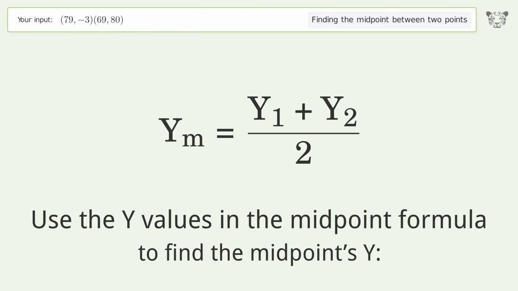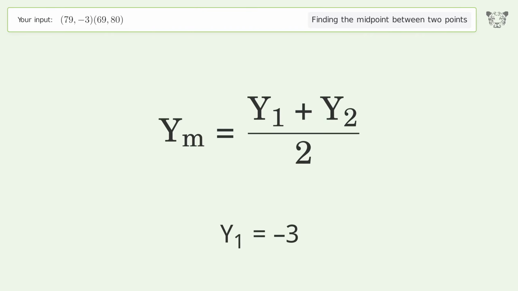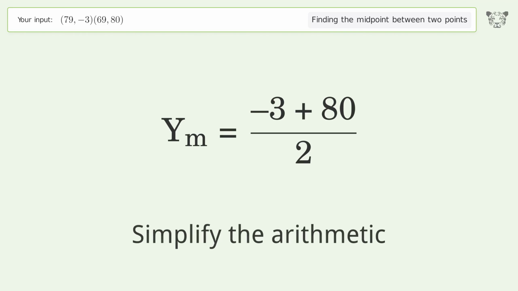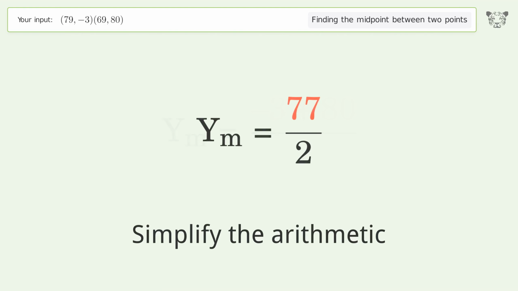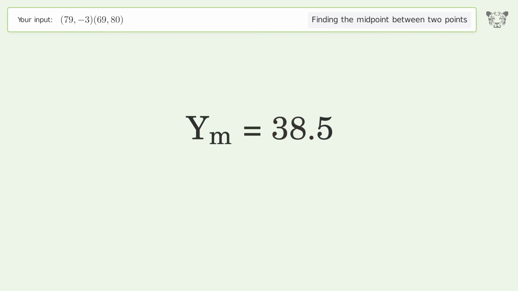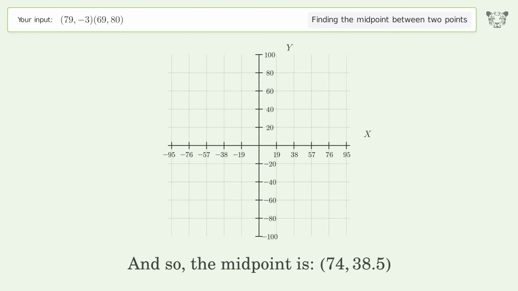Use the y values in the midpoint formula to find the midpoint's y. y1 equals -3. y2 equals 80. Simplify the arithmetic. And so, the midpoint is 74, 38.5.